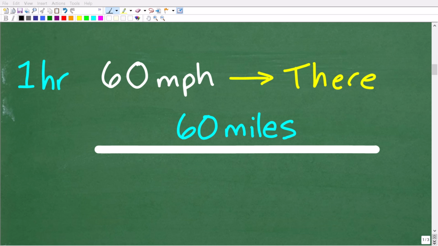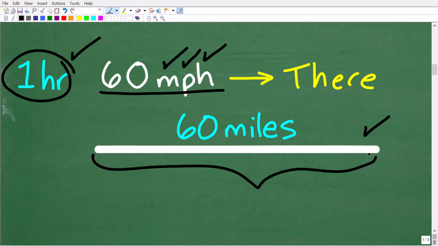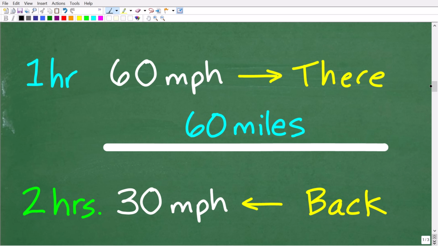To make the math easy to understand, what we need is a distance. All we have in the problem is speed, so let's think about the problem this way. If we drive 60 miles per hour for 1 hour, we will have covered 60 miles, right? Because 60 miles per hour means we're going to go 60 miles every 1 hour. So if we drive 60 miles per hour for 1 hour, we will cover the distance of 60 miles. Now we can consider the time it takes to come back from our trip.